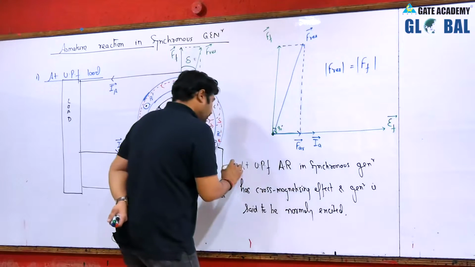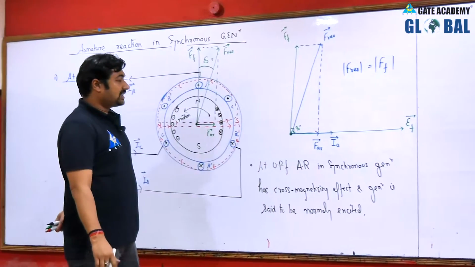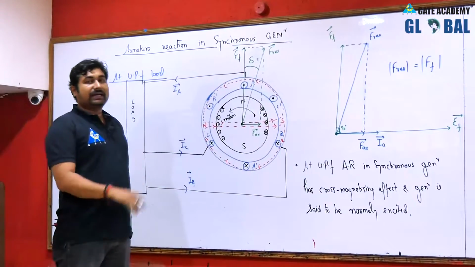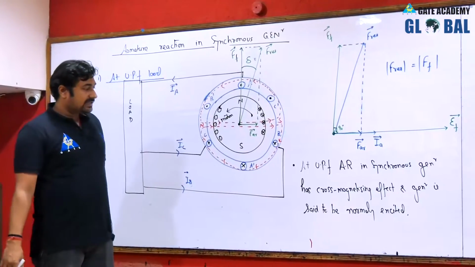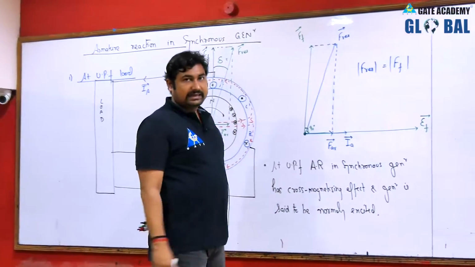So at unity power factor, armature reaction in synchronous generator has cross magnetizing effect and the generator is said to be normally excited. Is it okay?